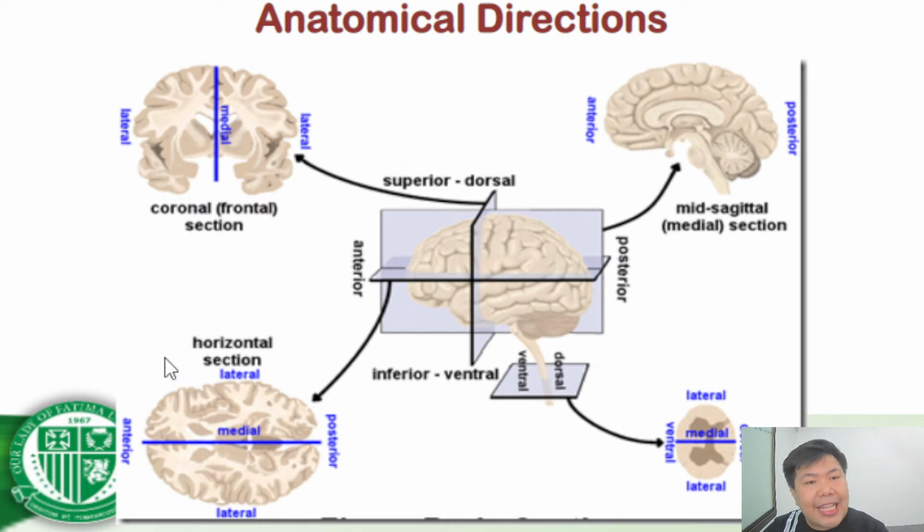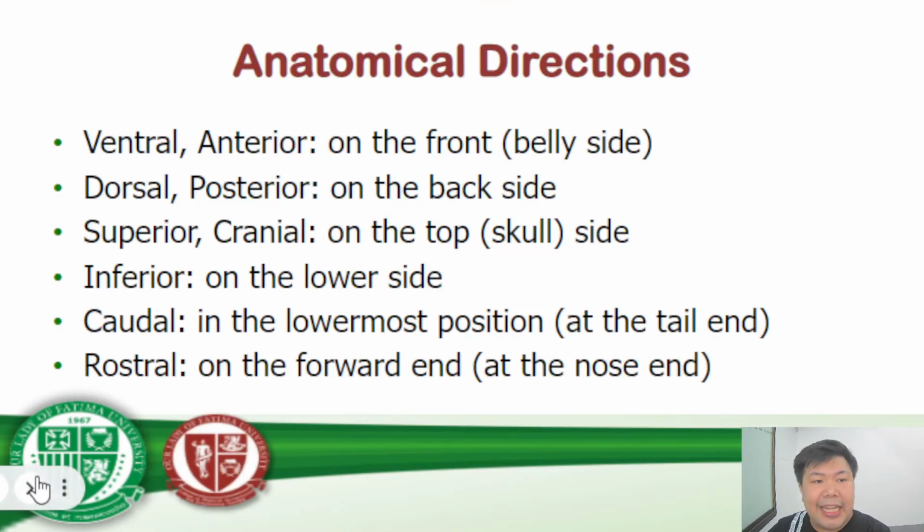So if you did not catch the definitions, then I have a summary slide here. Yan. So again, anterior means to the front and ventral means the belly side. Posterior and dorsal both means on the back side. Superior or cranial means on the top. Inferior means on the lower or at the bottom. And we also have terms such as caudal and rostral. When we say caudal, at the tail end, while when we say rostral, at the nose end. Yun lang itatandaan ninyo dyan. Okay? Tail, caudal, rostral, nose end.